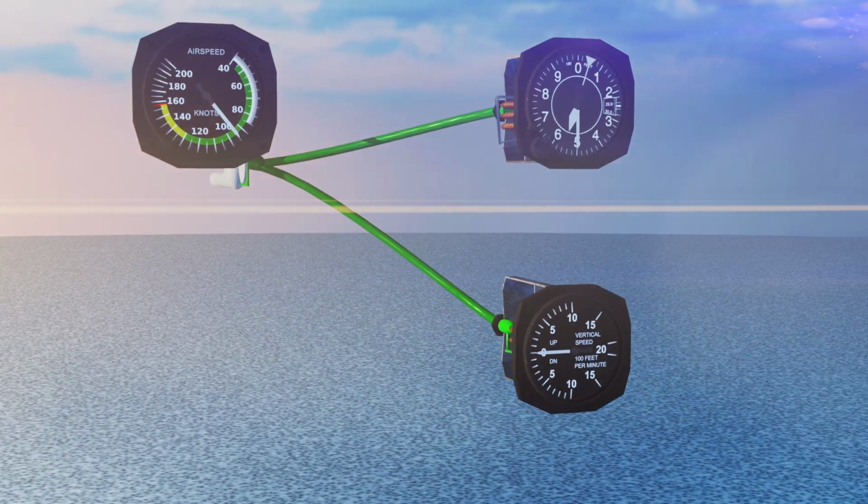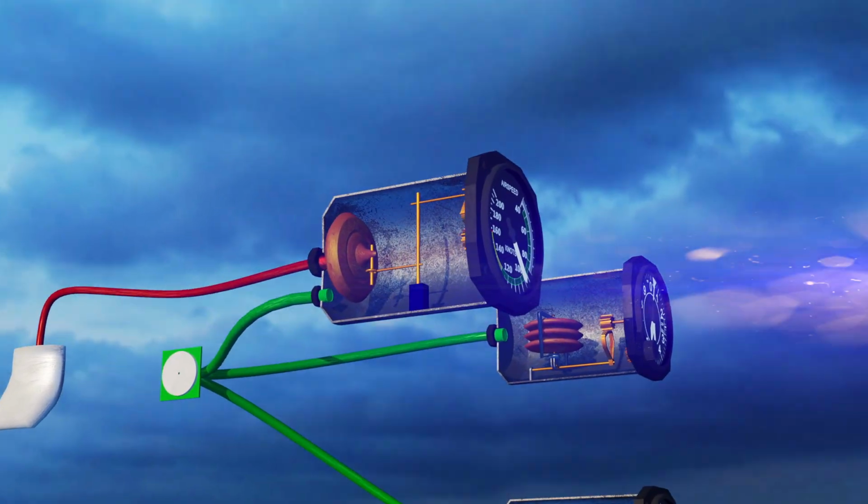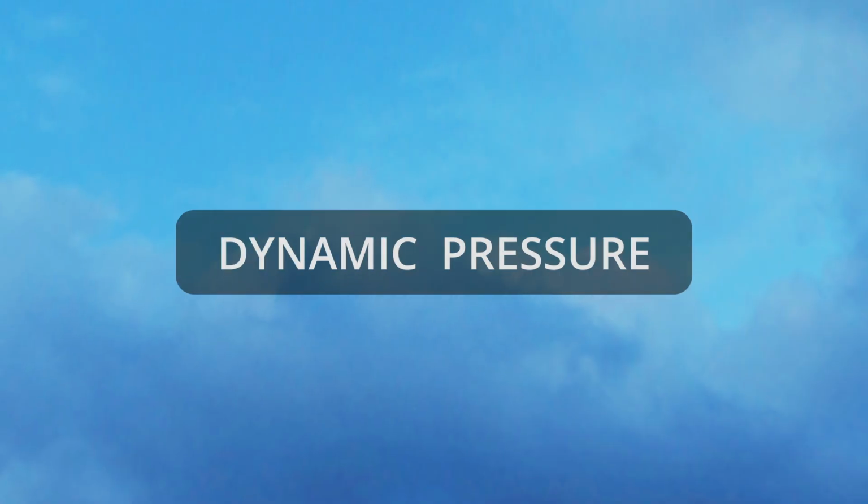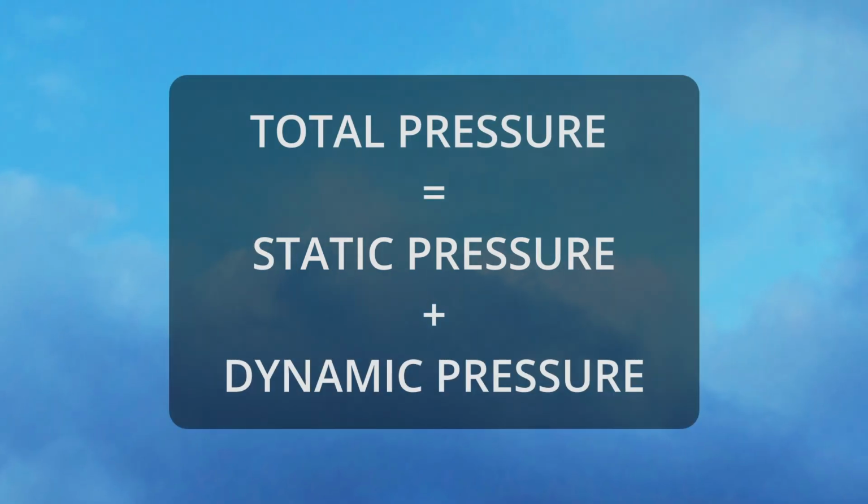On that note, let's look at the pitot-static system. First, let's talk about pressure. Static pressure is simply the pressure of still air, the atmosphere just sitting there. Dynamic pressure is the pressure created by movement, air being forced to pile up as you move through it. Total pressure is the combination of both static pressure and dynamic pressure.